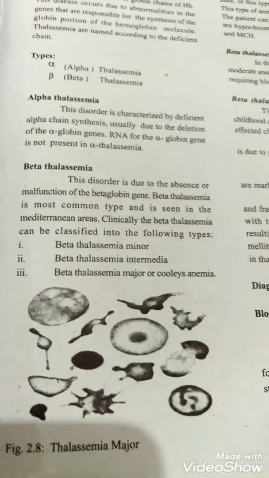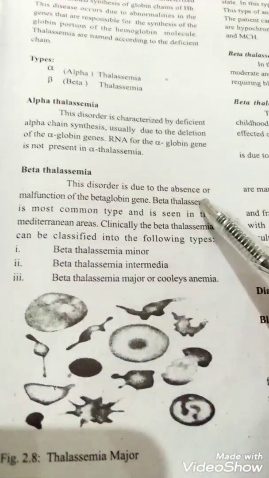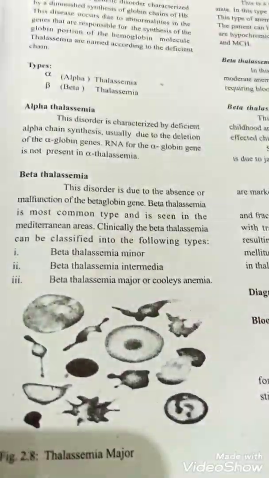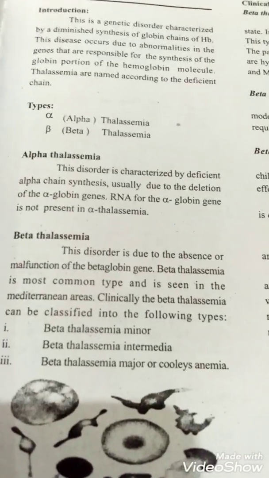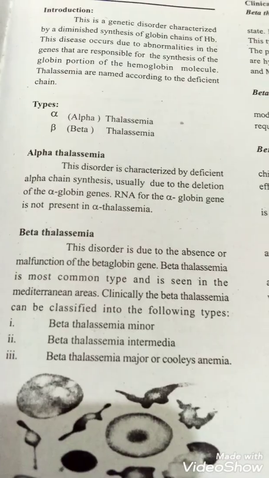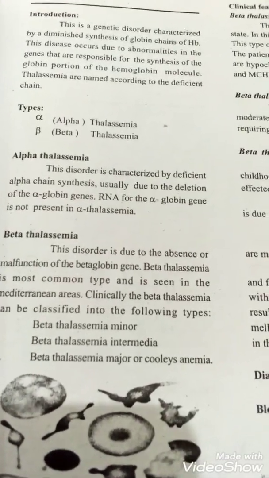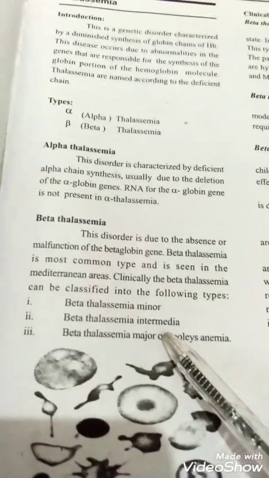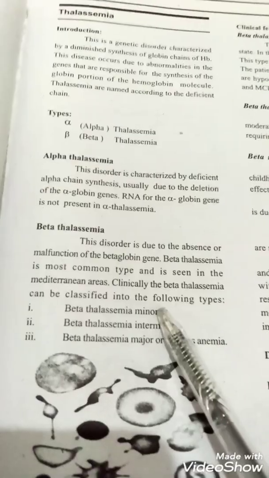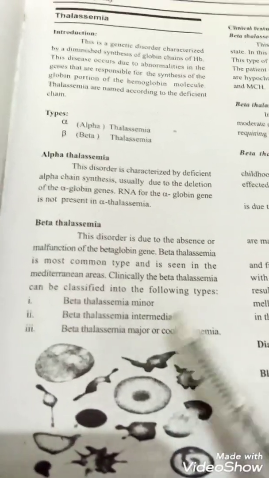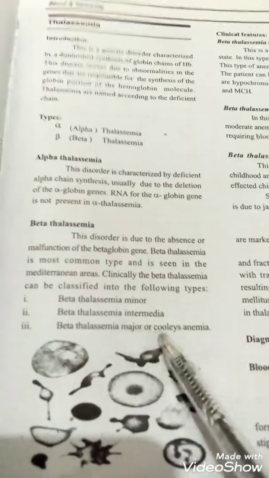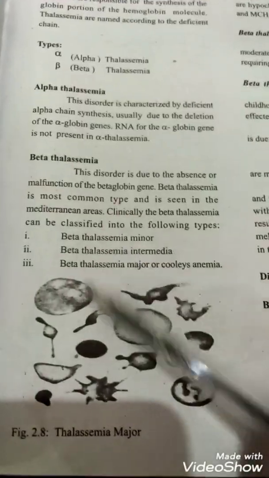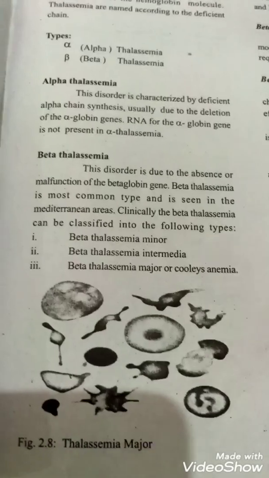Now come to the beta-thalassemia. This disorder is due to the absence or malfunction of the beta globin gene. So the beta globin gene is lacking. Beta thalassemia is the most common type and is seen in the Mediterranean areas. Clinically, beta thalassemia can be classified into the following types. So there are three types of beta thalassemia: beta thalassemia minor, beta thalassemia intermedia, and beta thalassemia major, or Cooley's anemia. Okay, there are three types in beta thalassemia disorder.